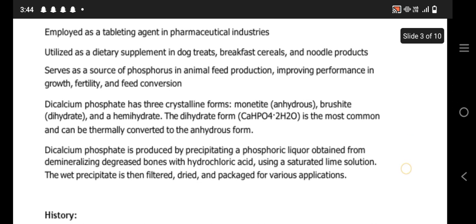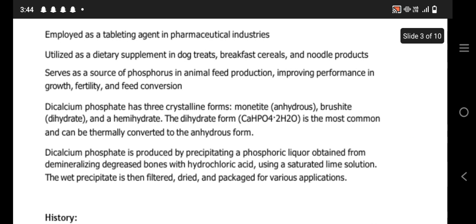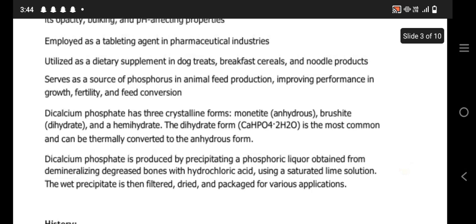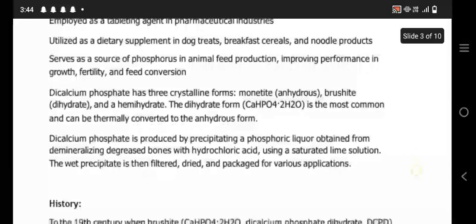Dicalcium phosphate has three crystalline forms: monetite (anhydrous), brushite (dihydrate), and hemihydrate. The dihydrate form, CaHPO4·2H2O, is the most common and can be thermally converted into the anhydrous form. Dicalcium phosphate is produced by precipitating a phosphoric liquid obtained from demineralizing degreased bone with hydrochloric acid, using a saturated lime solution. The wet precipitate is then filtered, dried, and packaged for various applications.